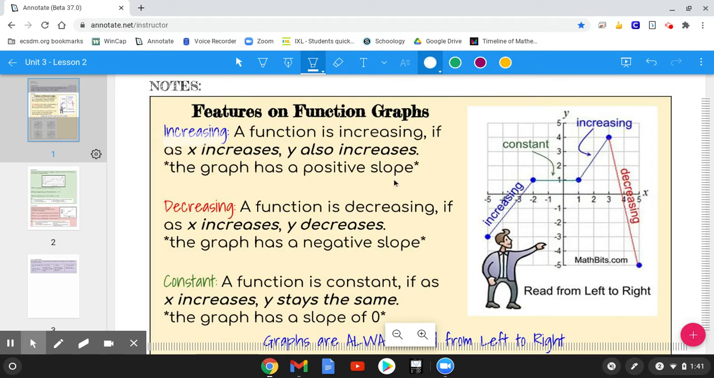As x increases, y increases. It has a positive slope. So notice here in the graph, increasing is where it's going up. Decreasing, on the other hand, is where the function is going down. As x increases, y is decreasing, so the slope is negative. I highlighted that in purple.